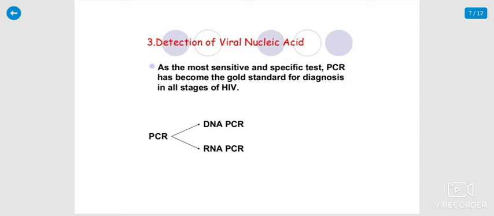Detection of viral nucleic acid. As the most sensitive and specific test, polymerase chain reaction has become the gold standard for diagnosis in all stages of HIV. In PCR, there are two types of detection: DNA PCR and RNA PCR, in the viral nucleic acid detection test.